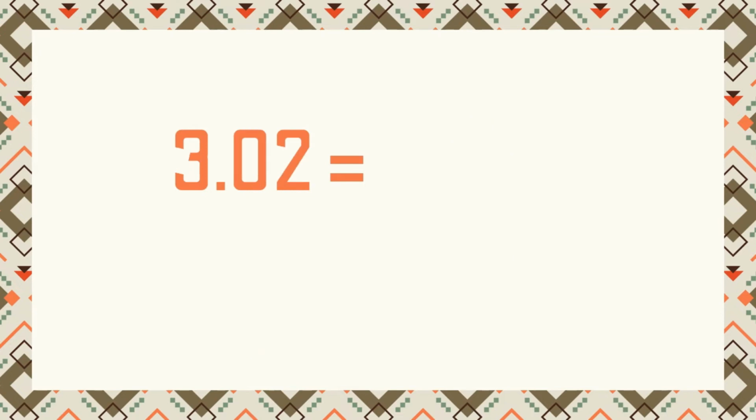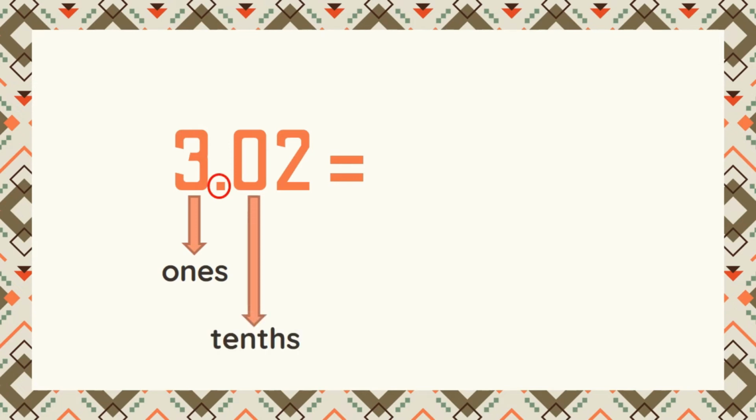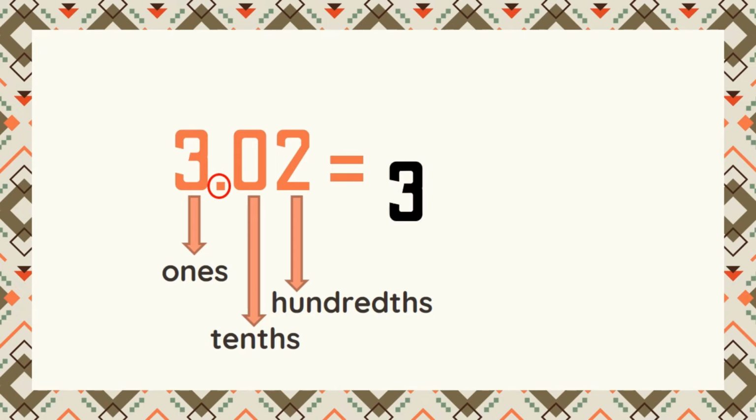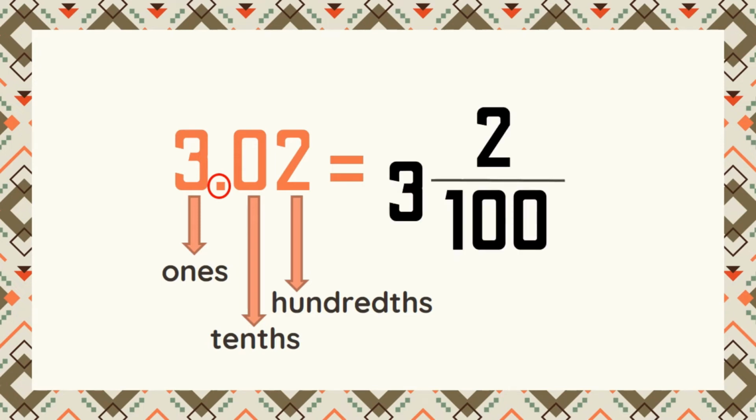Next example is 3 and 2 hundredths. As you can see, this decimal number includes a whole number. Therefore, from left to right, we start with ones, a decimal point, tenths, and hundredths. This decimal number ends with hundredths. Therefore, when we change 3 and 2 hundredths into a fraction, the answer is 3 and 2 over 100.